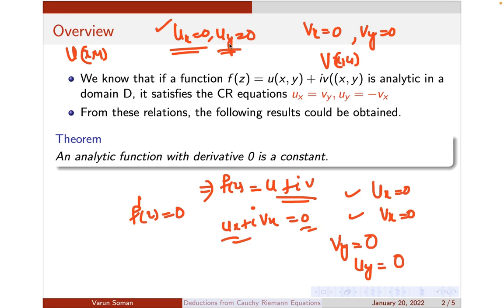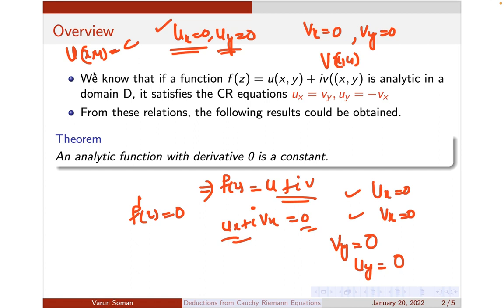That means u will y, that means y will not be there in u also. So u does not contain x terms and y terms in this case. Okay, so u does not contain x terms and y terms. So what will u be? It can maximum be a constant. Okay, I hope it is clear.